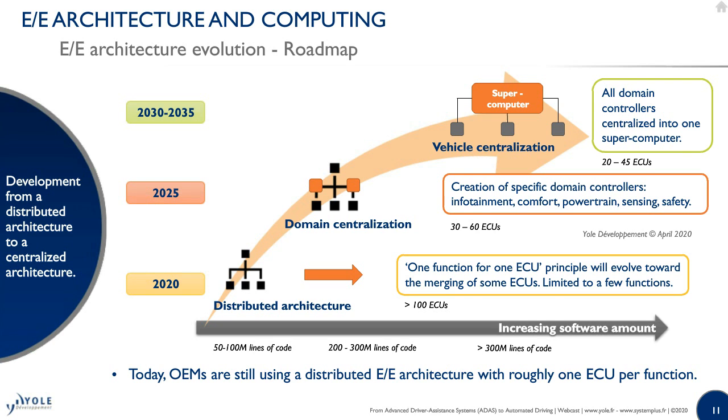Then we expect this architecture to evolve toward the domain centralization in 2025 with the creation of specific domain controllers. So 5 domain controllers for infotainment, comfort, powertrain, sensing, and safety. And here you see that the number of ECUs is expected to decrease, and we expect 30 to 60 ECUs. The last evolution could appear in 2030, 2035 with a complete vehicle centralization using some kind of supercomputer that gathers all domain controllers, but still uses some ECUs for some few functions. And therefore, we expect 20 to 45 ECUs in total.